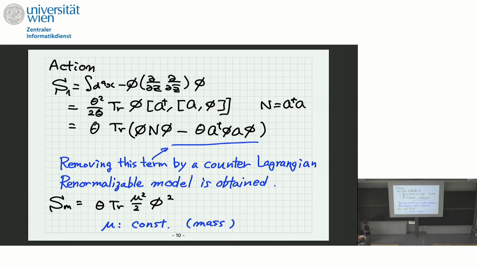So removing this term by some potential or counter Lagrangian. So then we pretend you were mixing, so they show that the model is normalizable. So removing this term is the point of here.